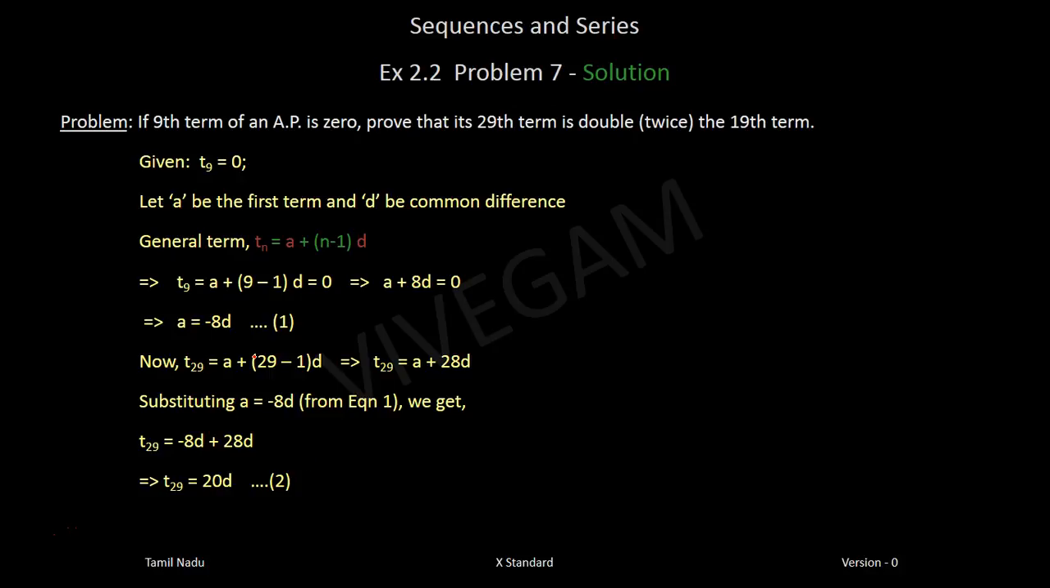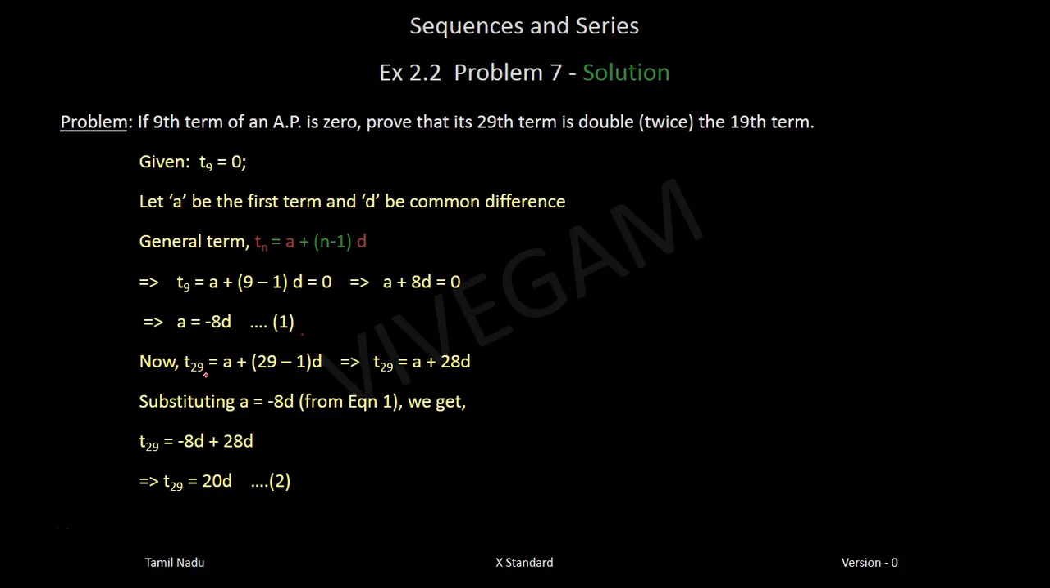Okay, so now you can see it here. Given T9 equal to 0, let A be the first term, D be the common difference. The general term is given as Tn equal to A plus n minus 1 into D. So find T9, which means n equal to 9: A plus 9 minus 1 into D, and that's given as 0. So A plus 8D equal to 0, or A equal to minus 8D. Let's put this as equation 1. So the first term is equal to minus 8 times the common difference.